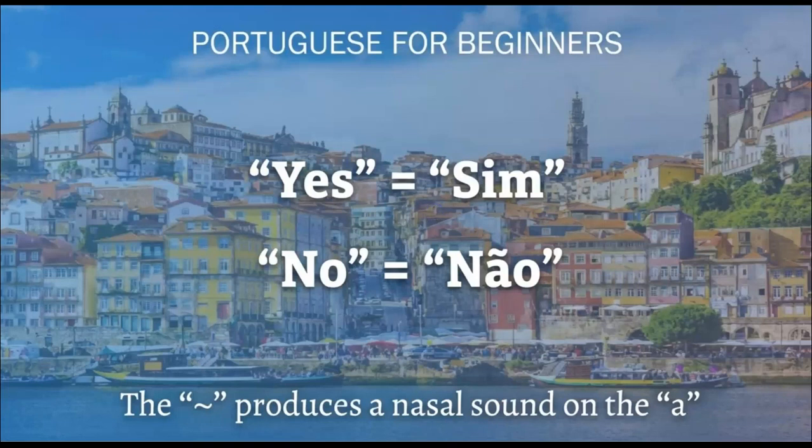Now, introducing the words for yes or no. The word for yes is going to be sim. And once again, you see that we produce a nasal sound. Sim, very nasal. We don't close the lips in the end once again. We do not say sim. We say sim. Repeat after me, sim.